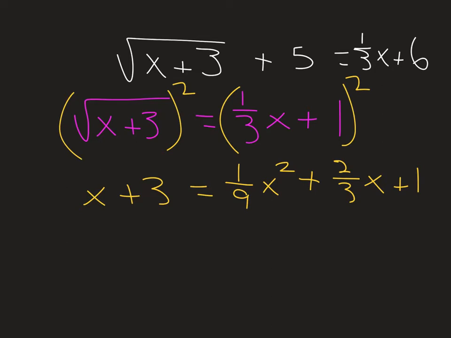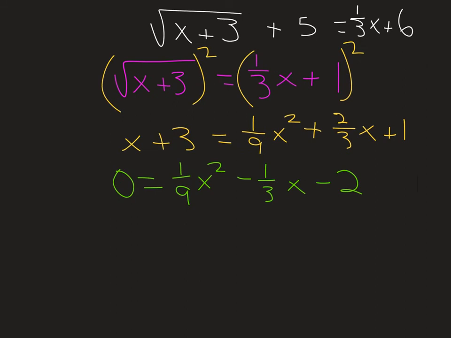Now with this quadratic, let's make everything equal to 0. So let's subtract x from both sides, so the x squared term stays the same. Subtracting x will be negative 1/3 x. 2/3 minus a whole is negative 1/3. And then 1 minus 3 is negative 2.